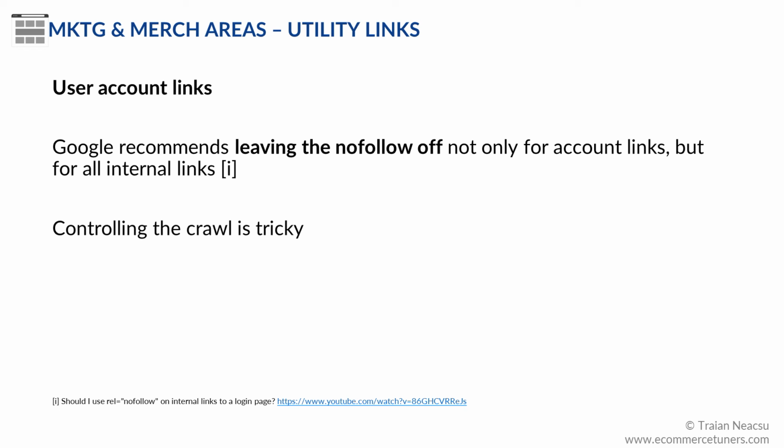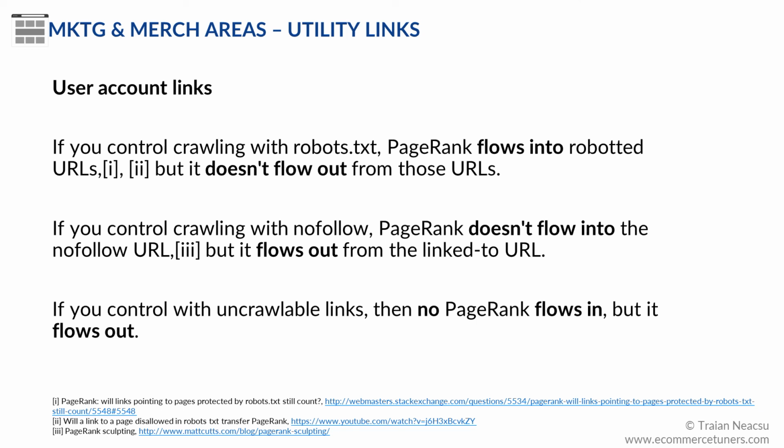Keep in mind that controlling the crawl, no matter how it's done, with nofollow, robots.txt, or uncrawlable JavaScript, is tricky. Let's see why. If you control crawling with robots.txt, PageRank flows into roboted URLs, but it doesn't flow out from those URLs. If you control crawling with nofollow, PageRank doesn't flow into the nofollow URL, but it flows out from the linked-to URL. If you control with uncrawlable links, then no PageRank flows in, but it flows out.